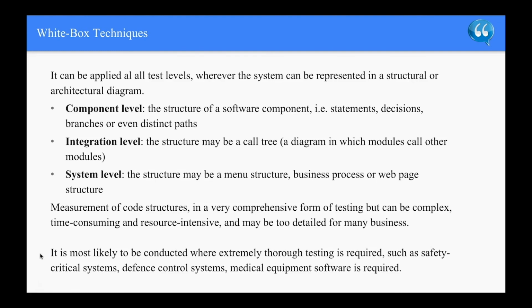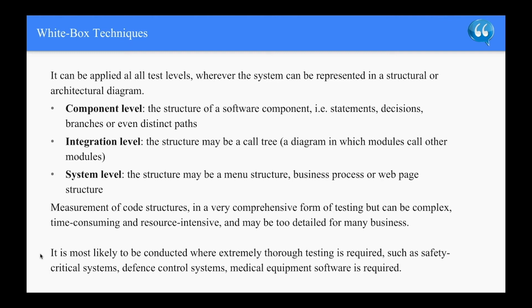White box techniques can be applied at all test levels, whenever the system can be represented in a structure or architectural diagram. At component level, the structure of a software component, for example statements, decisions, branches, or even distinct paths. At integration level, the structure may be a call tree, a diagram in which modules call other modules. At system level, the structure may be a menu structure, business process, or web page structure.